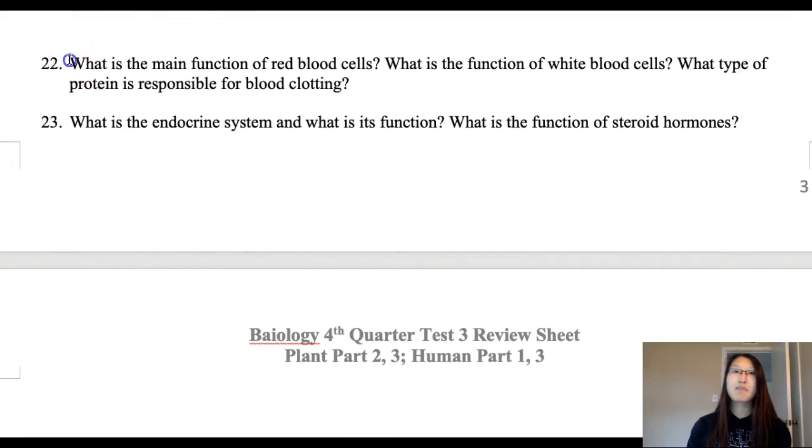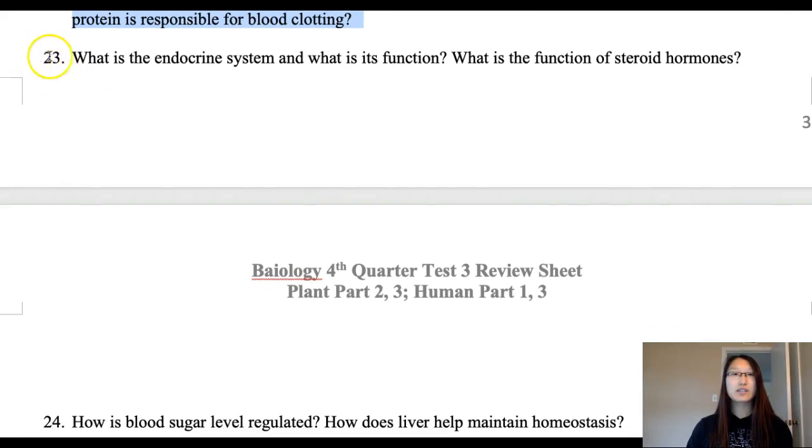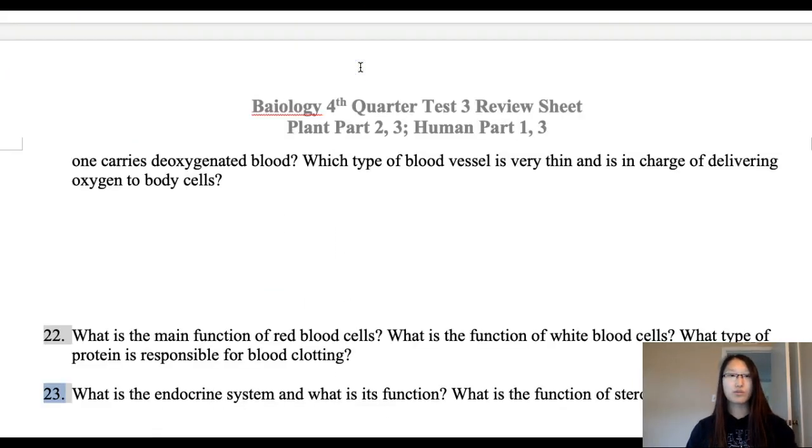The next one, what is the main function of red blood cells? Is to carry oxygen. What is the function of the white blood cell? Is to fight off infectious disease, is to damage the pathogens that are in your body. What type of protein is responsible for blood clotting? That is the platelets.